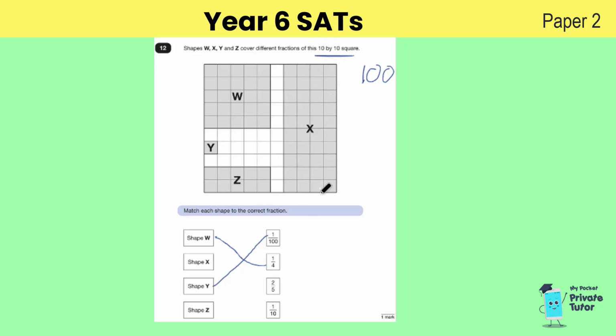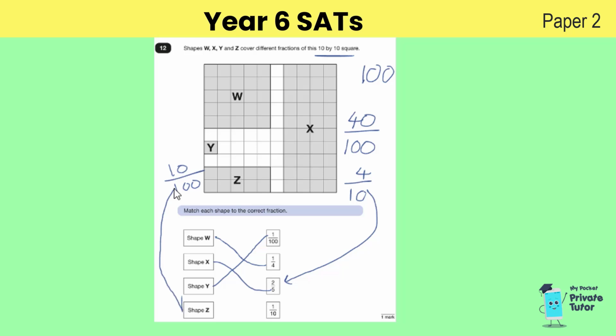Each column has 10 squares. So we've got 40 out of 100, or we could think of it as 4/10 because there are 4 columns out of the 10 columns, and 4/10 can be simplified to 2/5. So X is 2/5. And we'll just double check with Z. We've got 1, 2, 3, 4, 5, 6, 7, 8, 9, 10. We've got 10 out of the 100, and 10 hundredths can be simplified to 1/10.